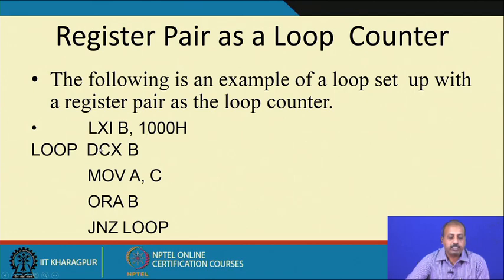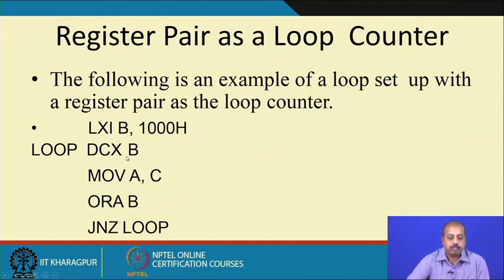Now, the next instruction is DCX B. That will decrement the BC pair by 1. This is decrementing the pair value by 1, so the C value will become FF and the B value will be modified accordingly.